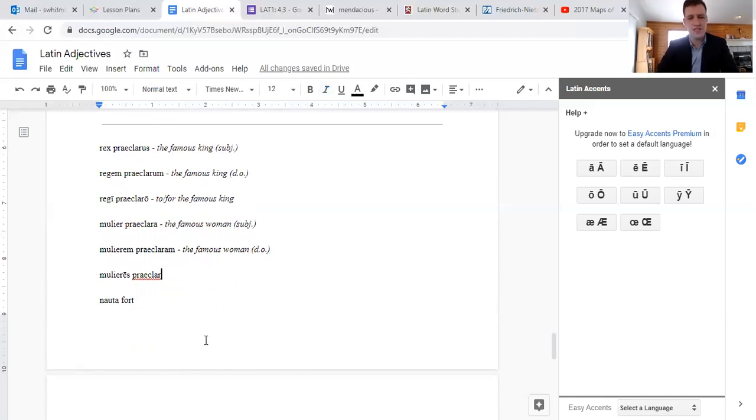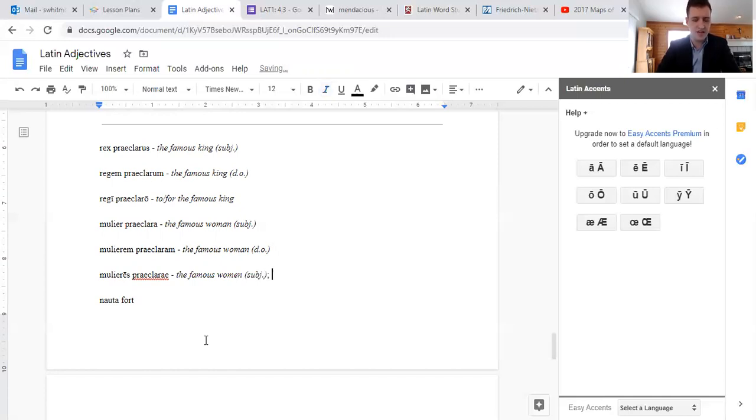Okay, mulieres. So third declension, long es, that's either nominative plural or accusative plural feminine. So we've got to cover both. I'll do nominative plural first. Feminine noun, so we need a feminine form of this adjective, which means we're using first declension endings. So we have mulieres praeclare. We would say the famous women, and it's nominative, so that would be our subject.